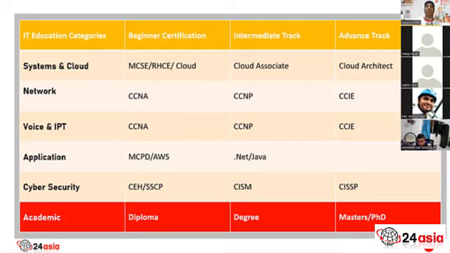That means you would be an expert on contact center, collaboration, IP PBX, and so on, and this is the track for you. Or you will be an expert on applications, and this is the track for you. The application track goes to Microsoft Certified Professional Developer or AWS developer, then you do .NET, Java, and so on, and certification.